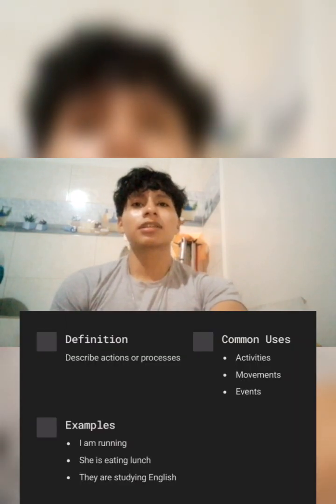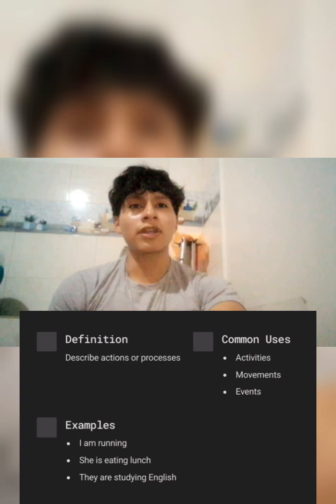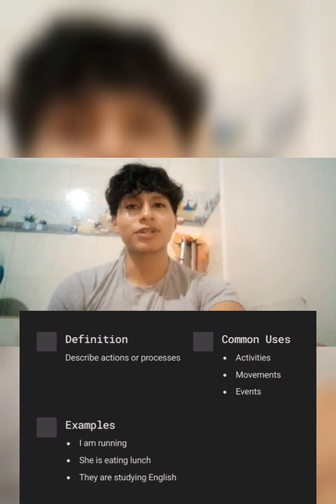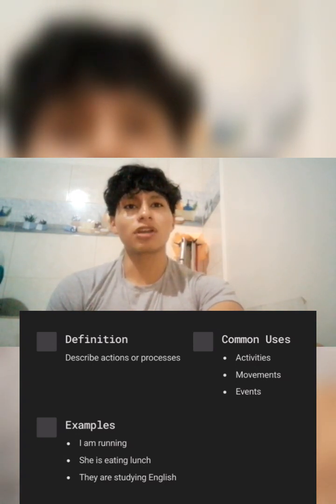Dynamic verbs. Dynamic verbs, on the other hand, describe an action or process. These verbs express things that happen or change over time. They are used to talk about activities, moments, and events.